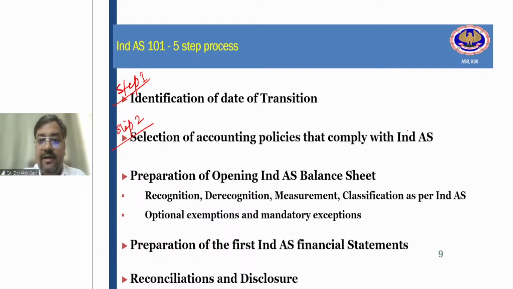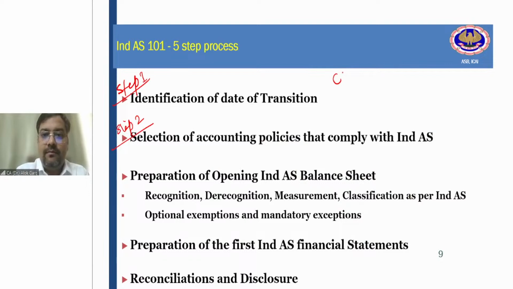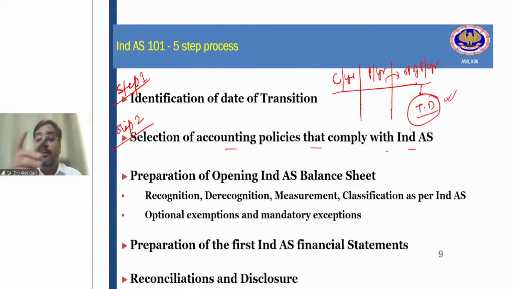For example, this is the current year when you have decided to move from IGAAP to Ind AS. For the current year, you have to give the previous year. But if you have to convert your previous year numbers into Ind AS, of course, you will require the opening of the previous year numbers to be converted into Ind AS. And this is known as the transition date, right? So whatever differences arise due to moving from IGAAP to Ind AS, the difference will go to the retained earnings, right?